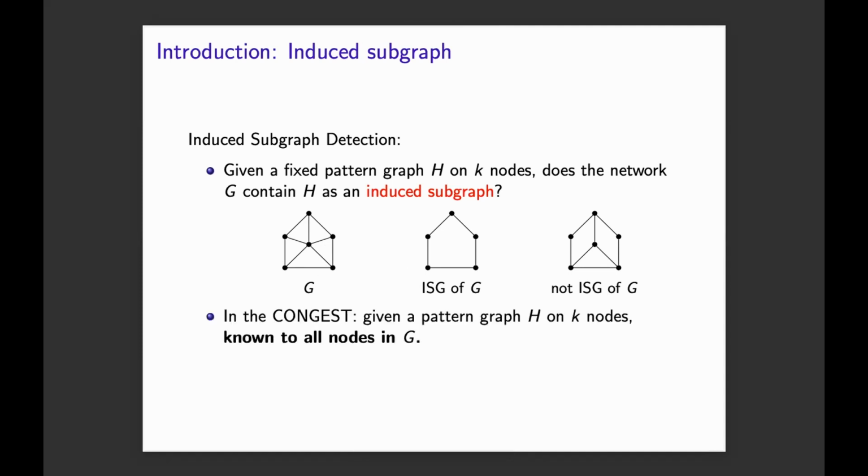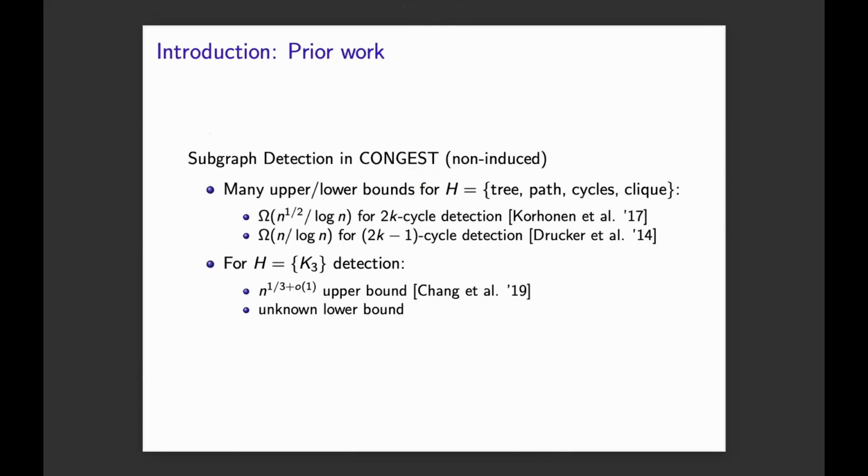In translating the problem to CONGEST, we need the nodes of H to be known to all nodes in G. For prior work on subgraph detection in CONGEST, for finding non-induced subgraphs, we have the known results for even and odd cycle detection, and also the following upper bound for triangle detection.